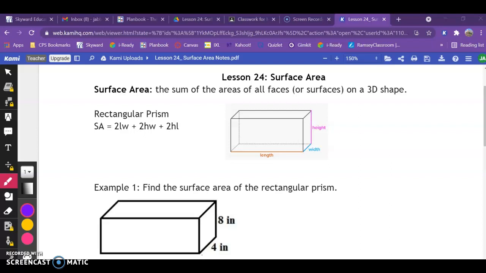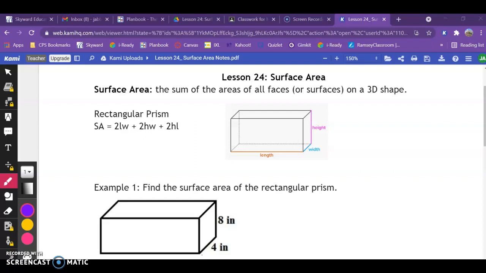So a rectangular prism is a box, and the surface area formula is 2 times the length times the width plus 2 times the height times the width plus 2 times the height times the length. The reason it's 2 times all of those is because there's 2 of each side. The front and the back are exactly the same, the 2 sides are exactly the same, and the top and the bottom are the exact same. So you find the area of 1, multiply it by 2, and then you add all of those together.